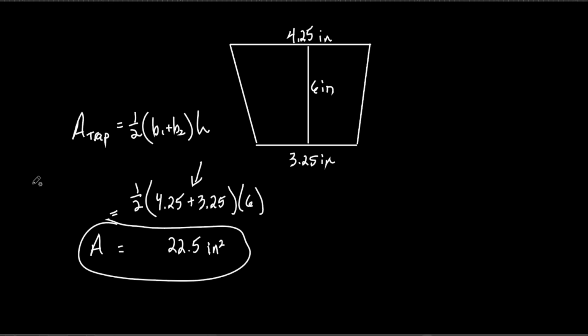You can use your calculator. You can do it off to the side if you want to. However you want to do it. That's how I would do it. But you get 22.5 inches squared. Okay, enough of that. Let's move on. So we said we were doing other quadrilaterals. That's one of the other quadrilaterals, a trapezoid, which is one of the other weird quadrilaterals.